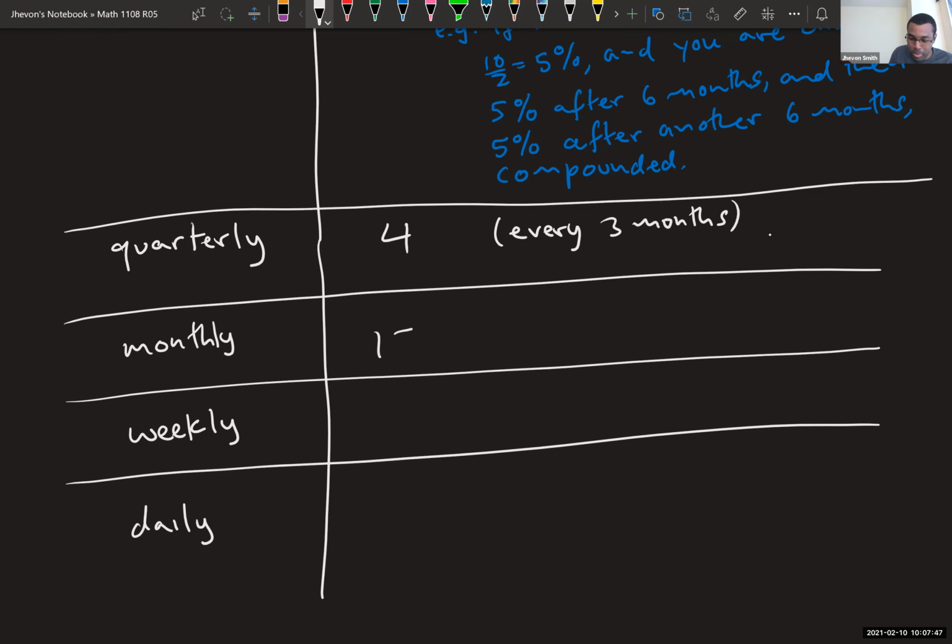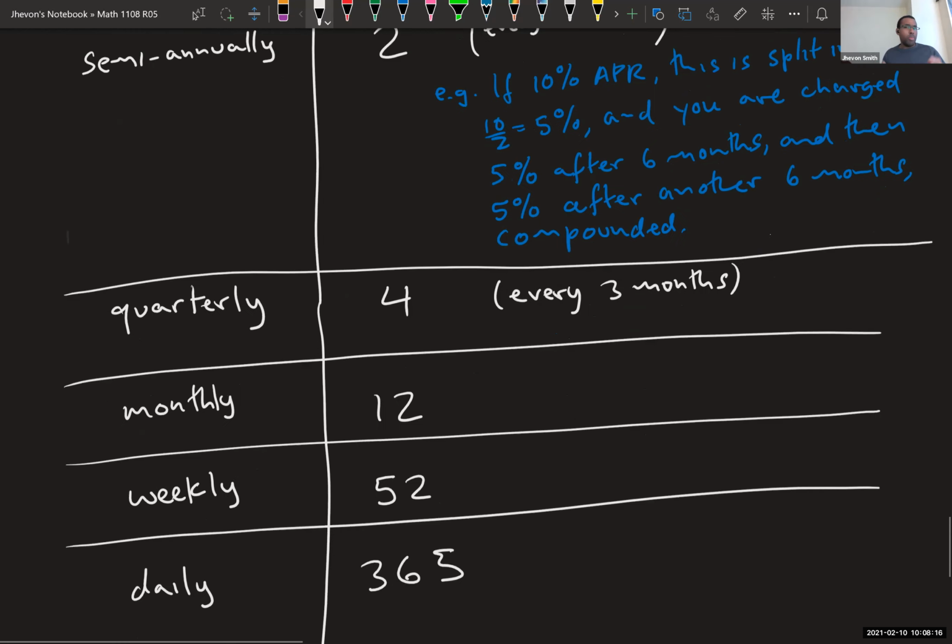Monthly means 12 times per year at the end of every month, or the end of every 30 days, but usually it's just at the end of every month. So it averages out to once every 30 days. Weekly is 52, daily is 365. They don't count leap years. It's not like every 365.27 or whatever it actually is. They round it to 365. So these are just the standard numbers, right?